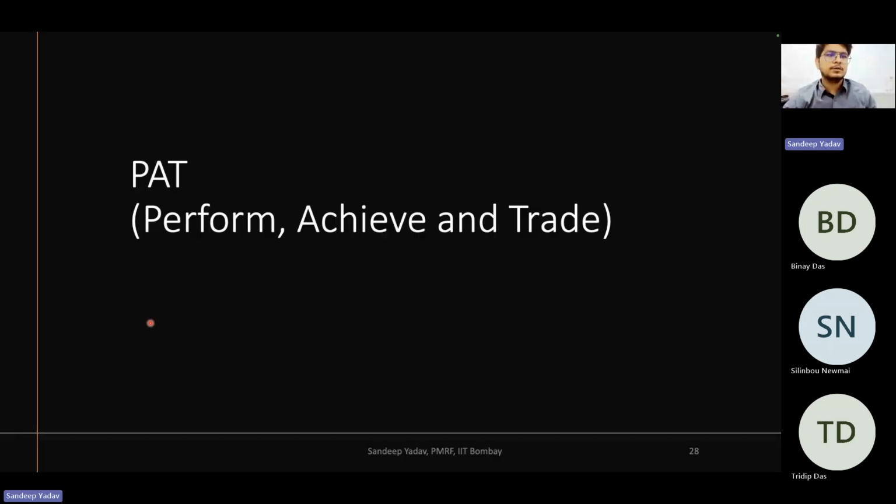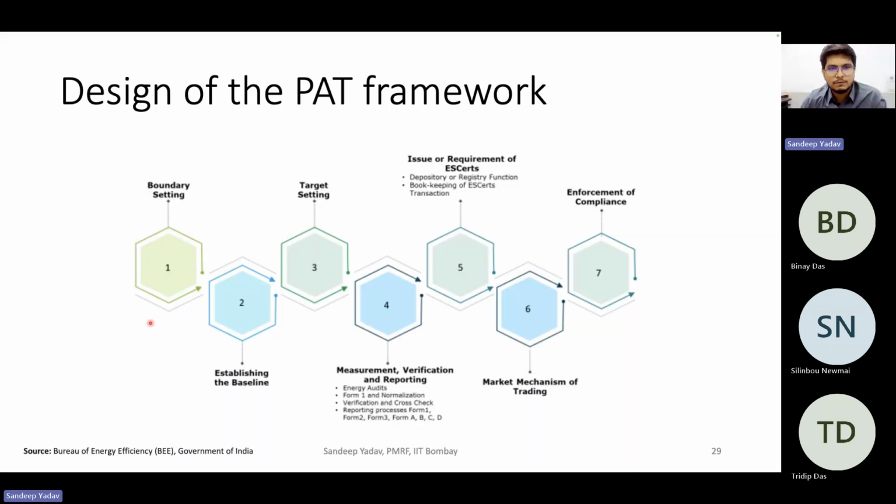So now we'll start with the PAT. PAT is a very successful scheme of the Government of India that is maintained by the BEE, Bureau of Energy Efficiency. PAT means perform, achieve, and trade. So I'll start with the design of the PAT framework.